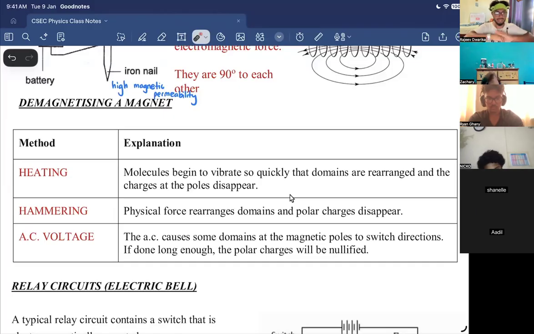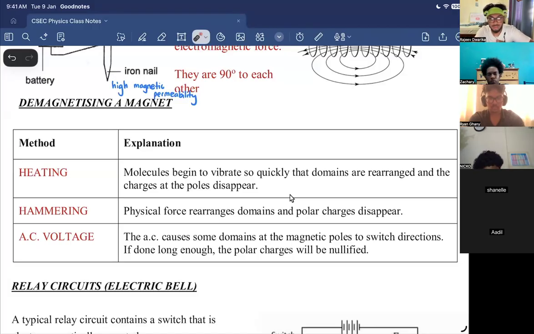So Nikolai, read the second one, from hammering. Hammering: physical force rearranges domains and polar charges disappear. You understand? Yes, sir. And then the last one is AC voltage. The alternating current causes some domains at the magnetic poles to switch directions. If done long enough, the polar charge will be nullified.